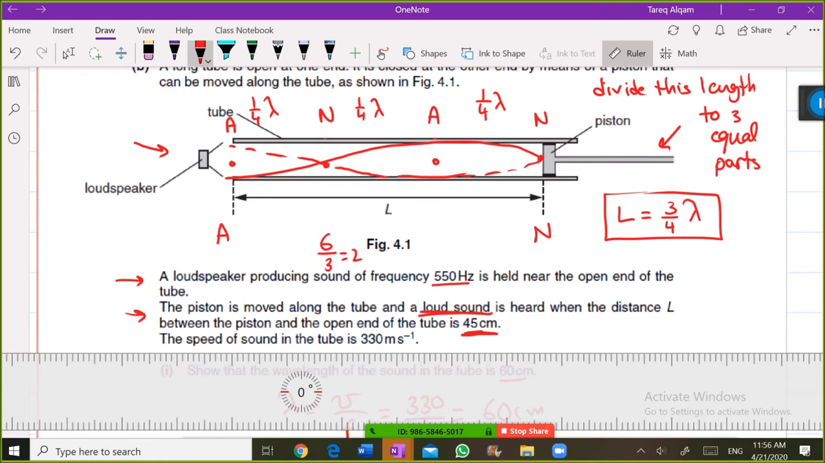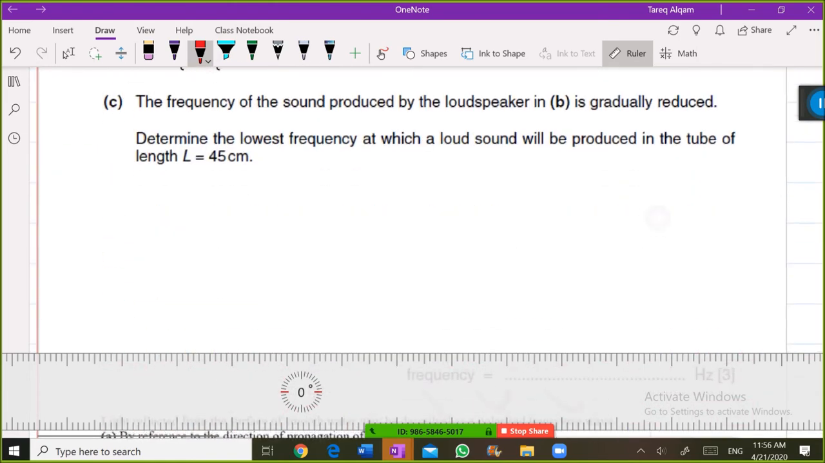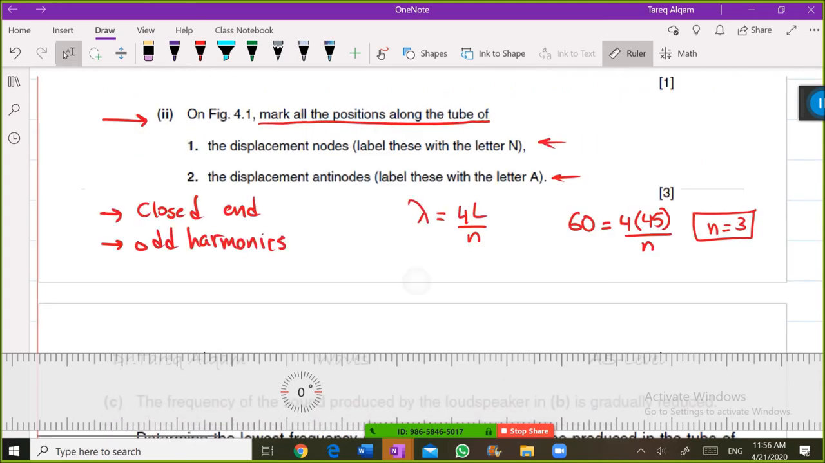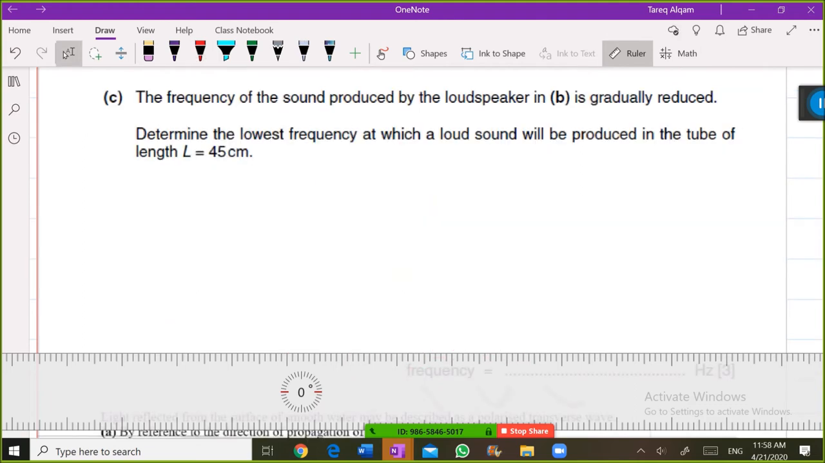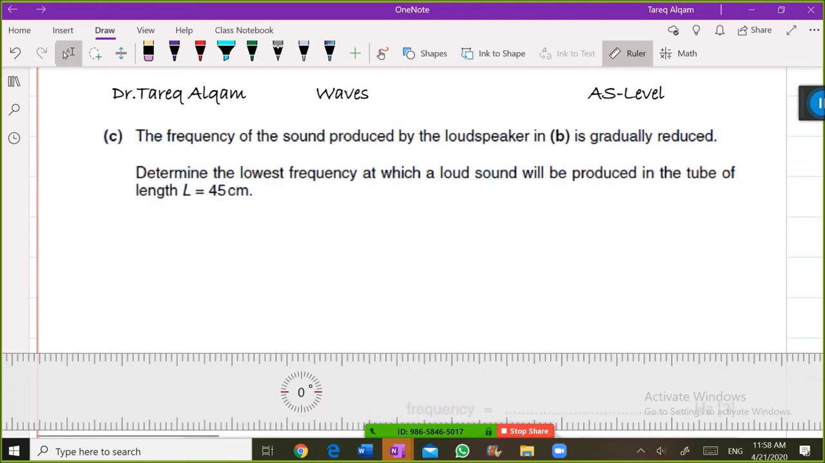The frequency of sound produced in the loudspeaker is gradually reduced. Determine the lowest frequency at which a loud sound will be produced in the tube of length 45. Of course, guys, we have to know that this frequency is the third harmonic, right? The frequency produced by the loudspeaker is gradually reduced. Okay, gradually it is reduced. Now the 550 Hz gave me the third harmonic, right?